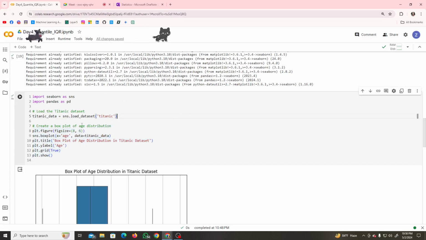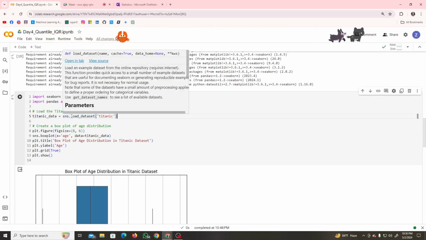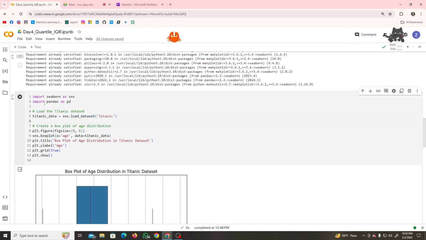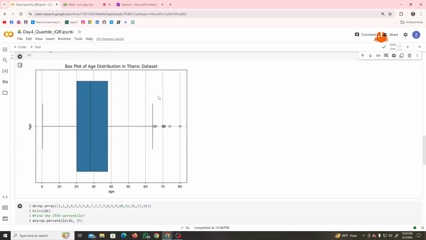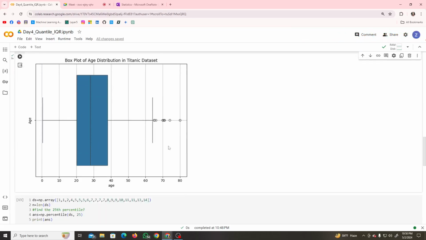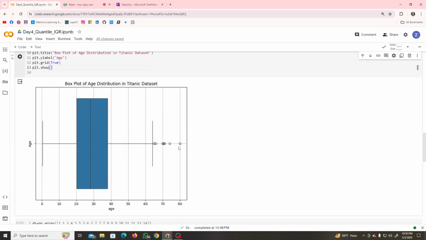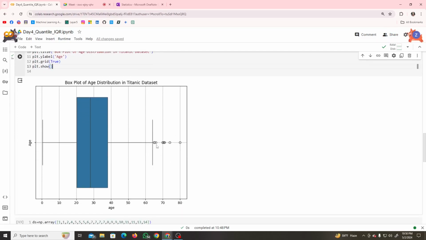In this case, we use the Titanic data, and to derive this Titanic data set, we imported the Seaborn library. So Titanic data equals sns, the short form of Seaborn, dot load_dataset, passing the value Titanic over here. You get the Titanic dataset, and after that the same code block, and you get a similar box plot. But yes, the datasets are different, so you have a lot of outliers over here, right?